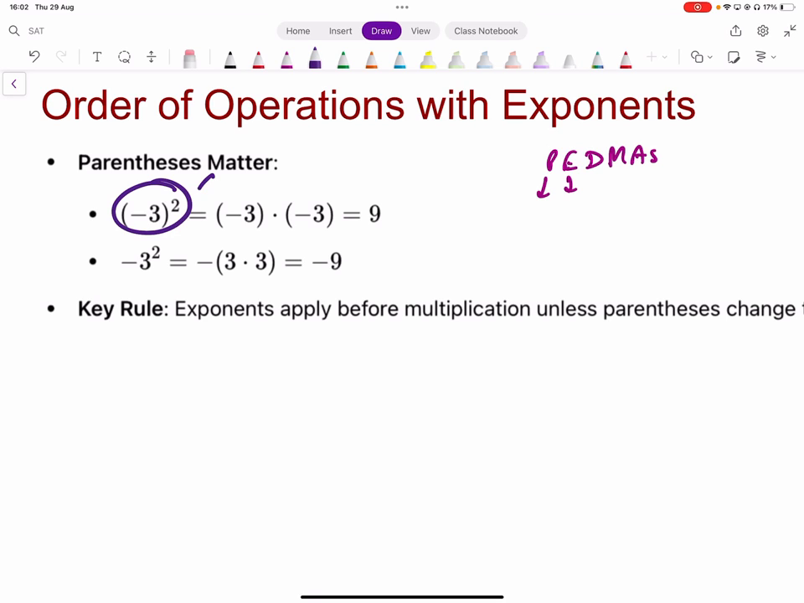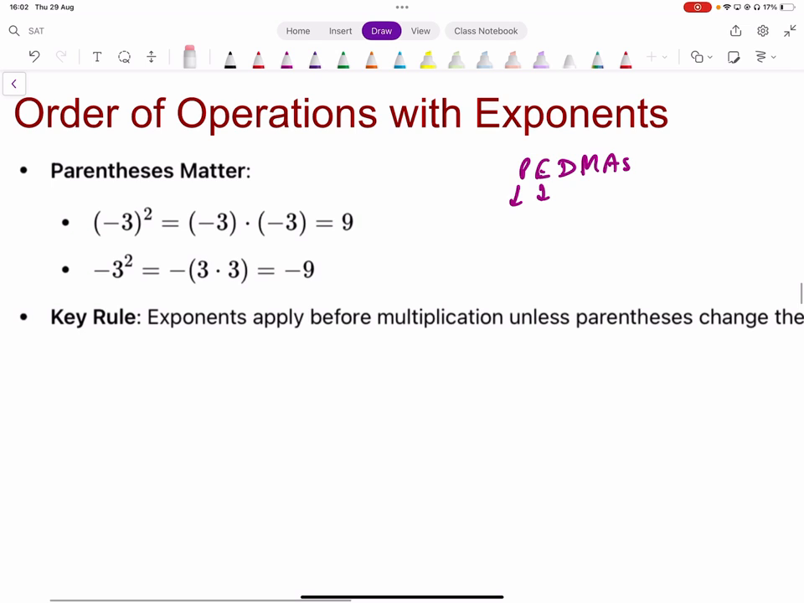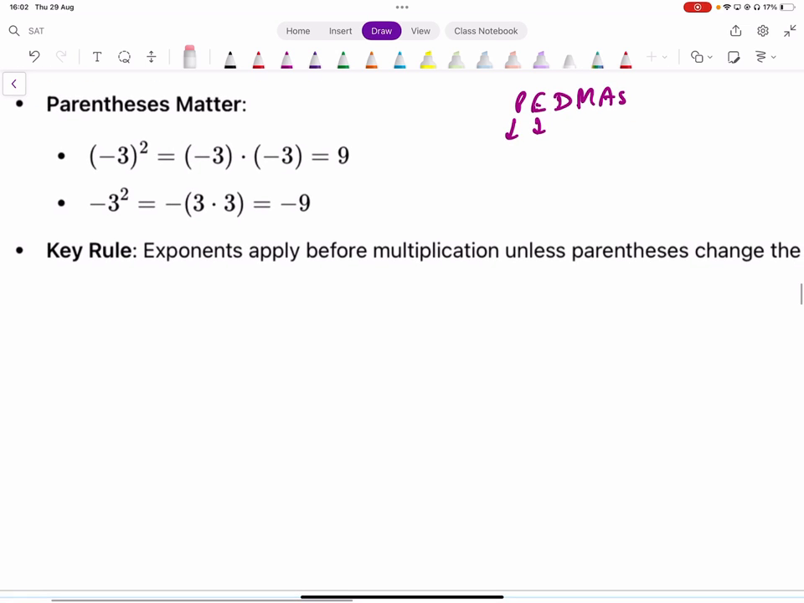So in this case, for instance, you will first evaluate the bracket -3. And then you have whole power 2. All right. In the second case, there's no bracket. So you start with the exponent first. So it becomes 9, and then you have a minus sign multiplied with that. Is that okay? Any questions on this? Okay, I'll keep moving on.